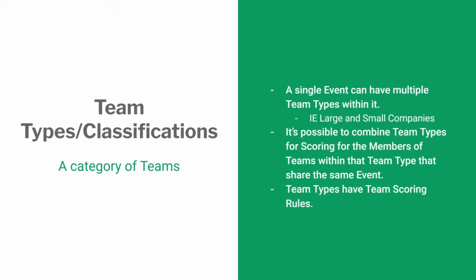Now, it is possible to combine team types for scoring if the members of the teams in that team type share the same event. So if you have a bunch of teams that have members in the 5K and you have a large and small company, you have the option to combine those together if you want to do that.